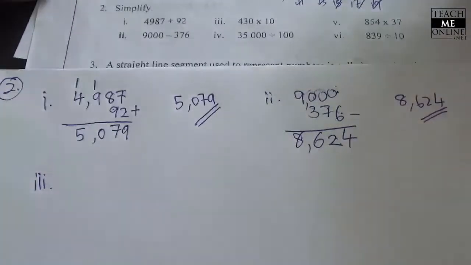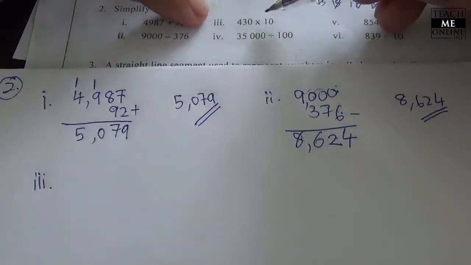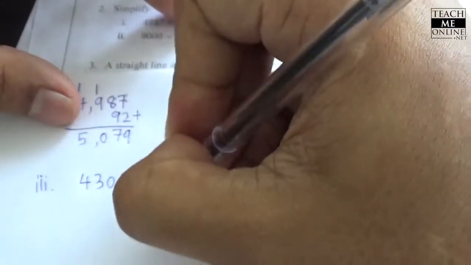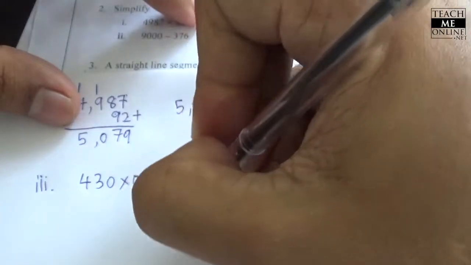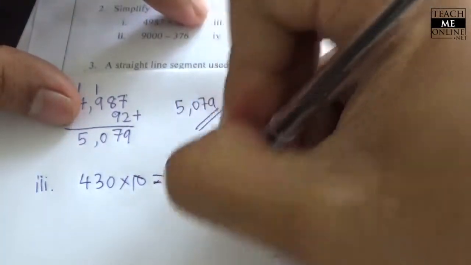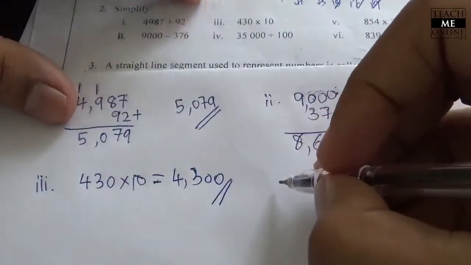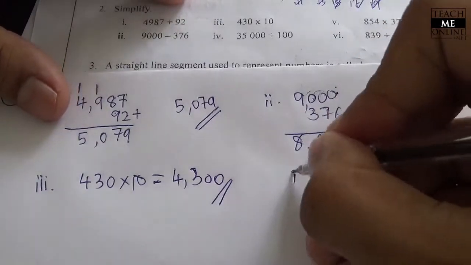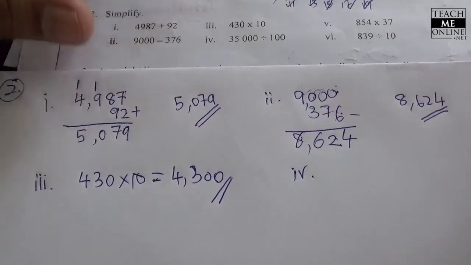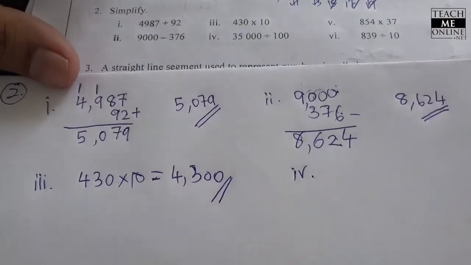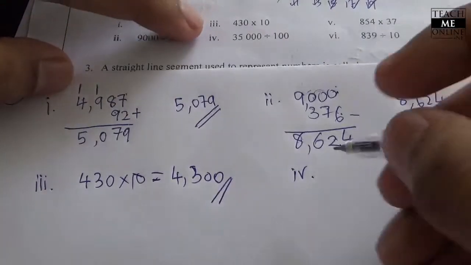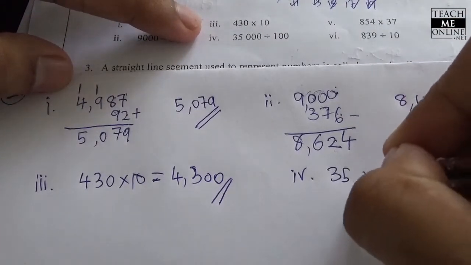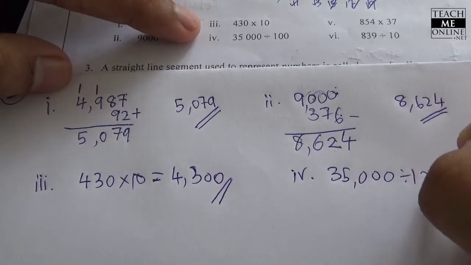Question number 3. 430 multiplied by 10, so very easy. You just add a 0 to the end of 430, it becomes 4,300. So this is a very basic question, so I would recommend you to choose this.